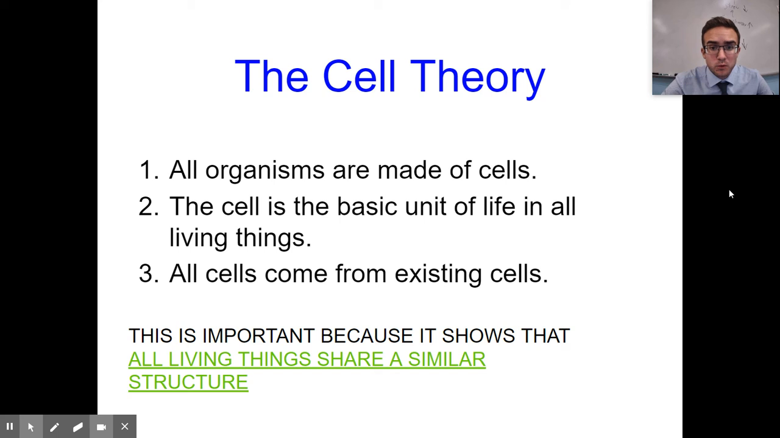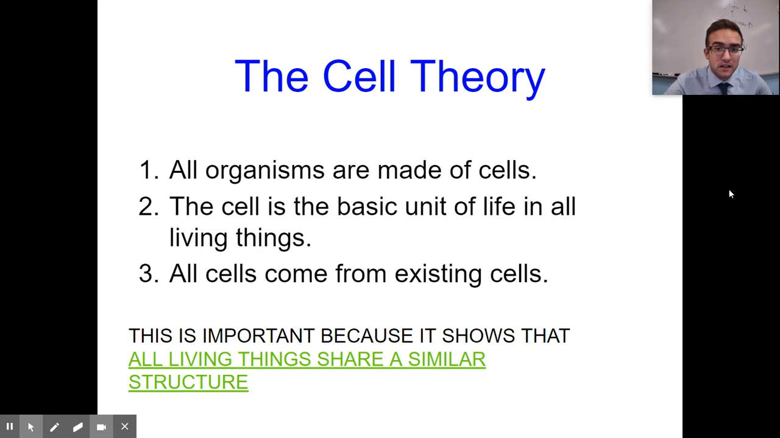So why does the cell theory matter? The cell theory shows that all of life shares a similar structure. It doesn't matter what it is: you, me, your dog, your cat, a fungus, bacteria. They all share a similar structure around it.